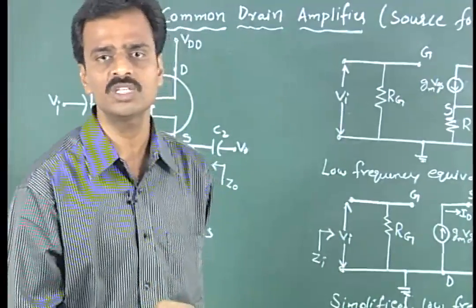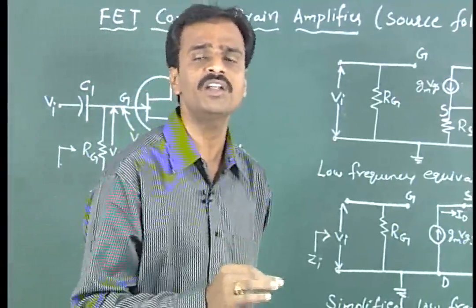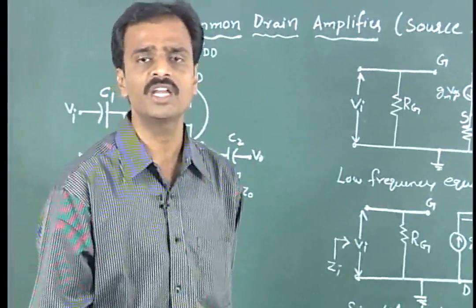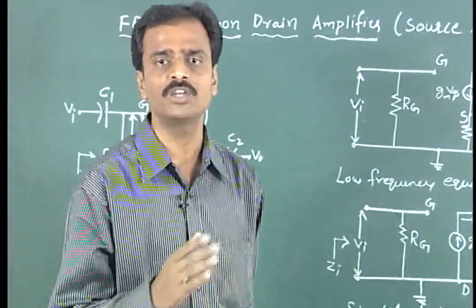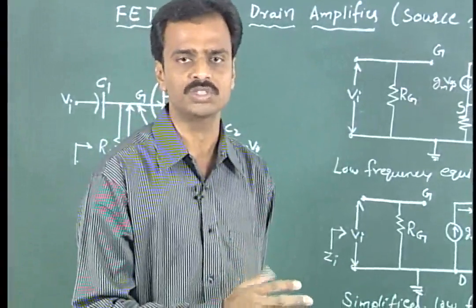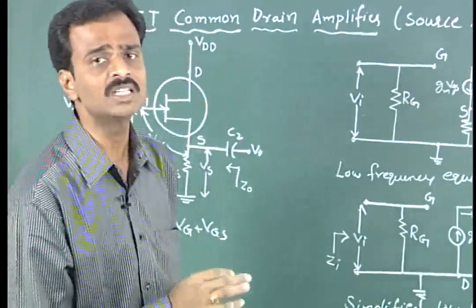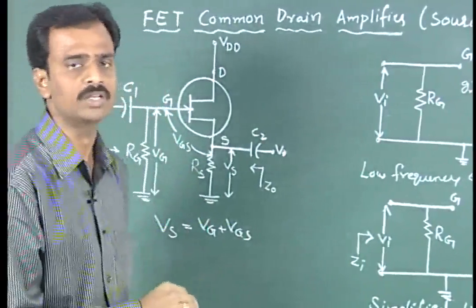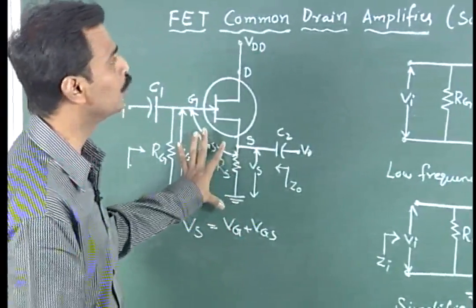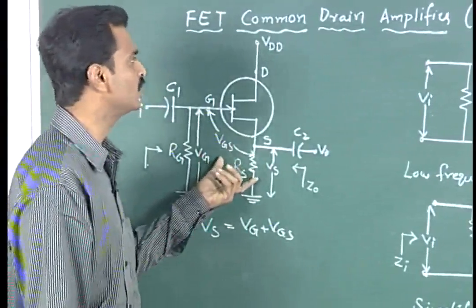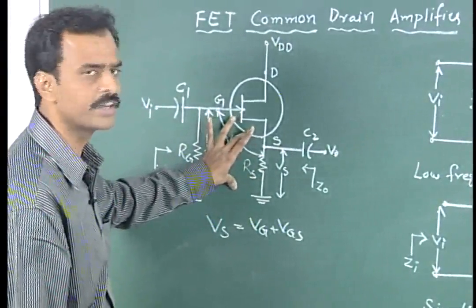Next we will shift to the second type, the common drain amplifier, where the drain is made common between the input and output circuits, hence it is given the name common drain amplifier. The circuit shown over here is called a common drain amplifier.